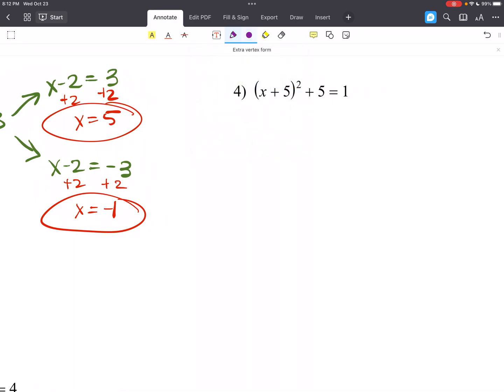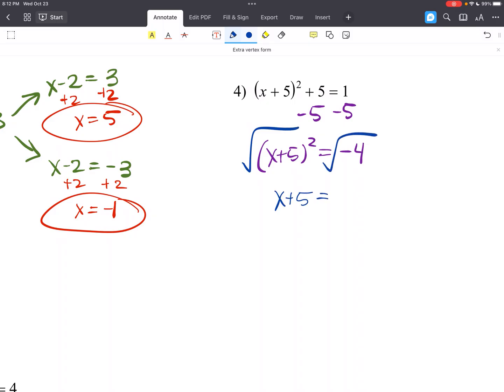Alright, the next one. We subtract 5 from both sides. So x plus 5 squared is equal to negative 4. Right away I know I'm going to have an imaginary answer because I have a negative on the right side, but when we take the square root, x plus 5 is equal to plus or minus 2i. We take the square root of 4, and because it's a negative number, it's imaginary.